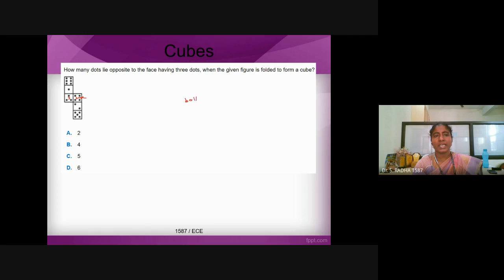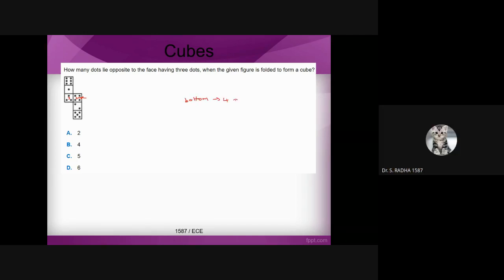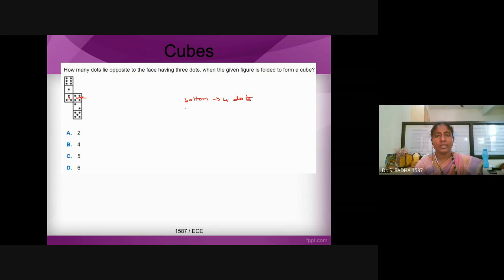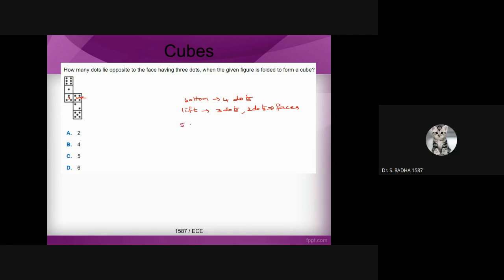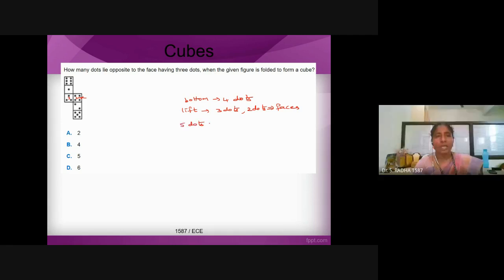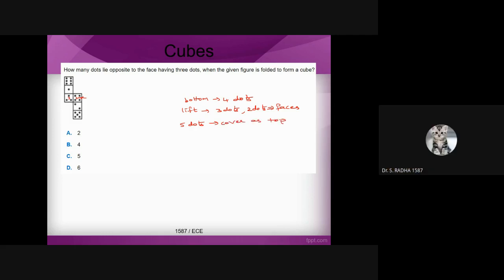So for the bottom I will make it 4 dots. And then I will lift 3 dots and 2 dots. They will become faces. Then after lifting 5 dots, I will cover it as the top.